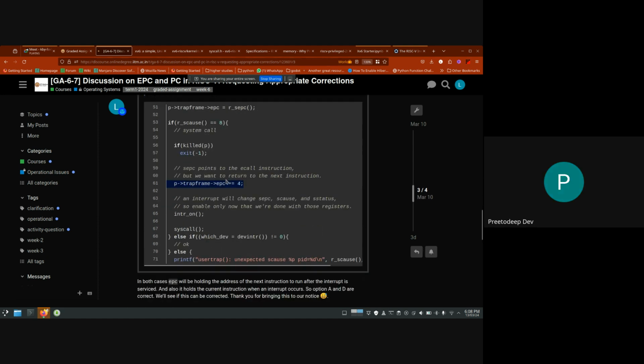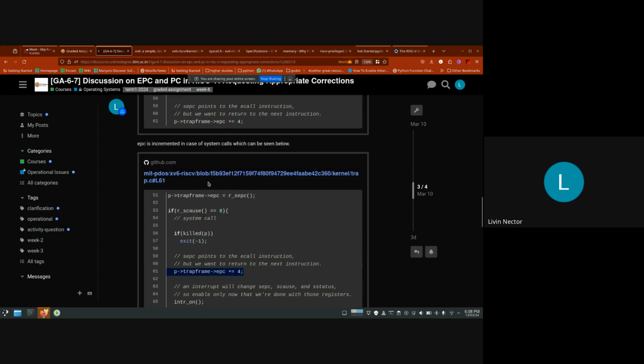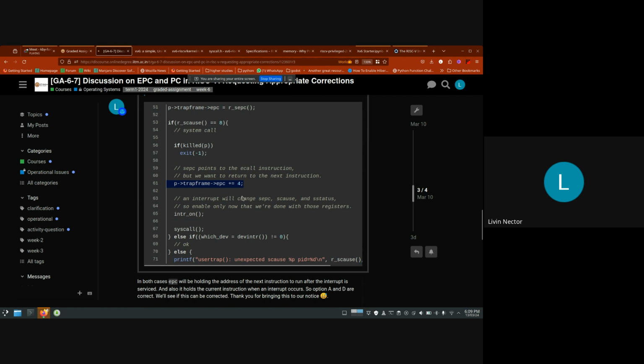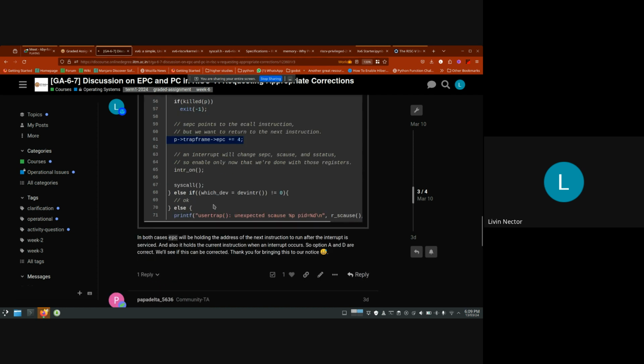And here, if it is a system call, then the last instruction that has run is this eCall instruction, right? So that's why they have to go to the next instruction in user mode. We don't want to call that system call again, right? So they move it. That's this line.